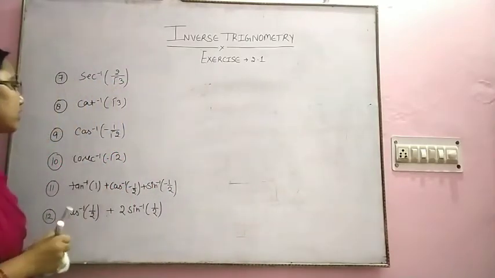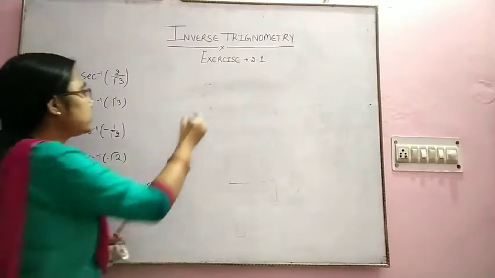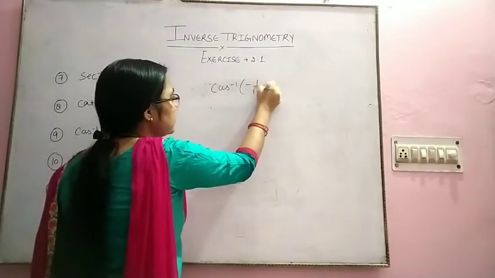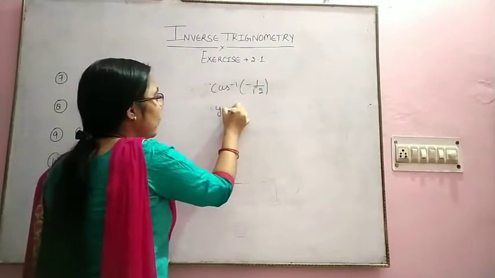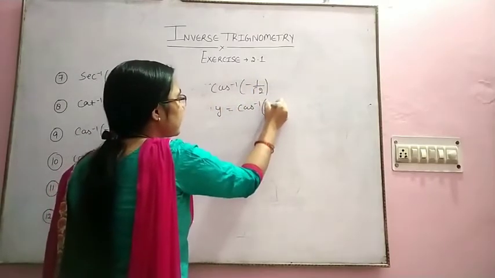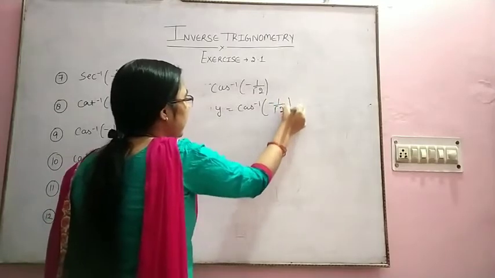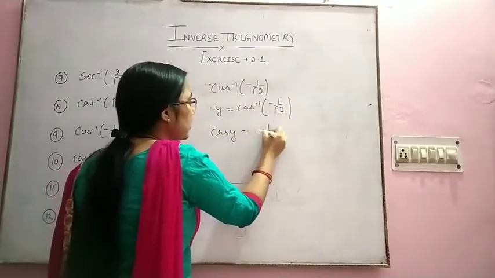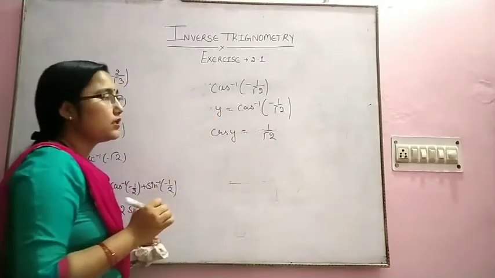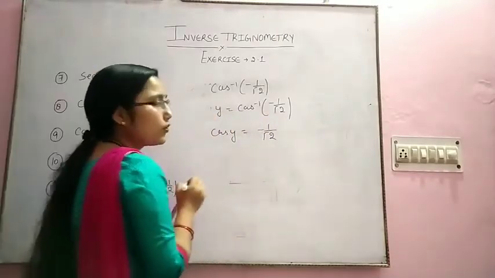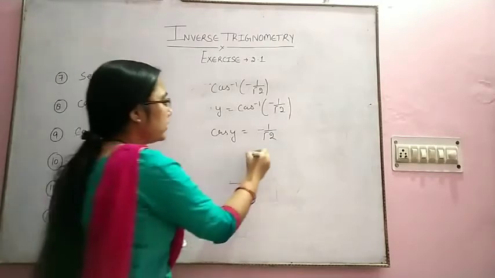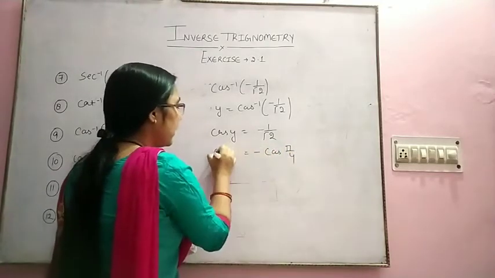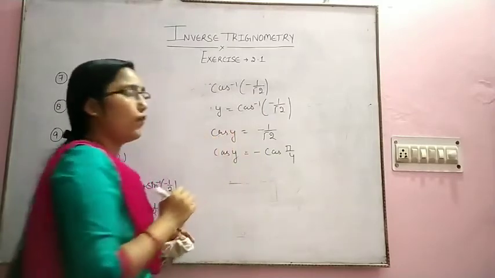Next question, cos inverse minus 1 by root 2. Let this equal y. And this is also written as cos y equals minus 1 by root 2. Cos pi by 4 is 1 by under root 2, so this means minus cos pi by 4. And this is cos y.